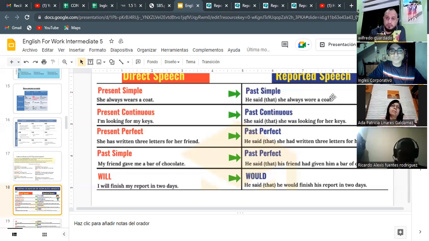Any questions with that? This is a different example, a different way. The same happens with the present continuous. I'm looking for my keys. In the past continuous that we're going to have for the reported speech, it is going to be like, she said that she was looking for her keys. Okay, so present continuous goes to past continuous.